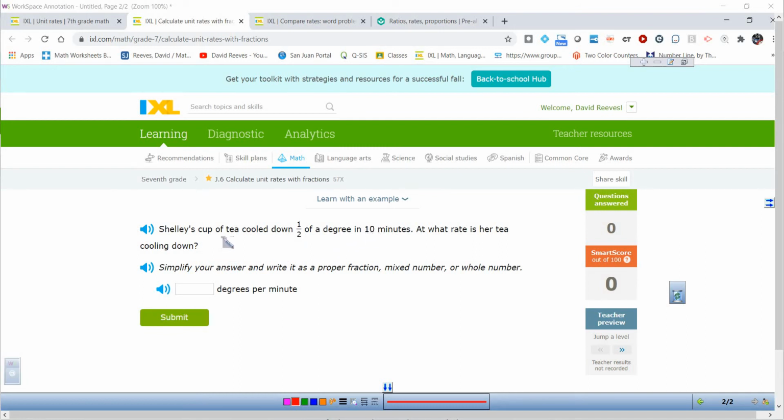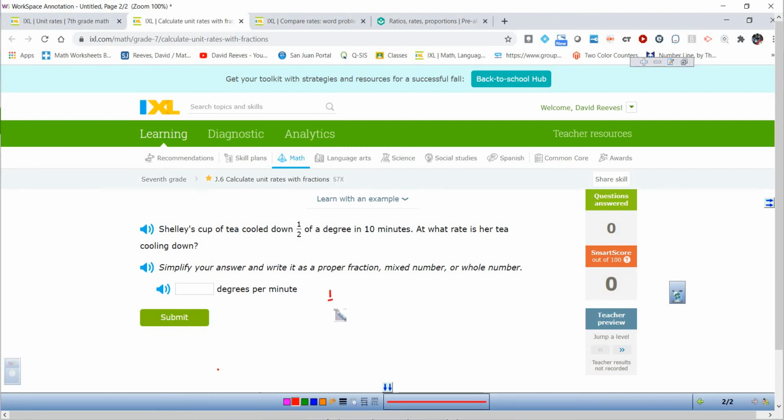So I could say, for example, it took 10 minutes for Shelly's cup of tea to cool down 1/2 of a degree. And then you wouldn't do 10 divided by 1/2 and get 5. So read it carefully. That's why if you look at what they're asking for, degrees per minute, that tells us we're going to take degrees and we're going to divide it by minute. Does that make sense? Most of the time, they're going to give you the information in the order you need it, but just watch for that, be aware.